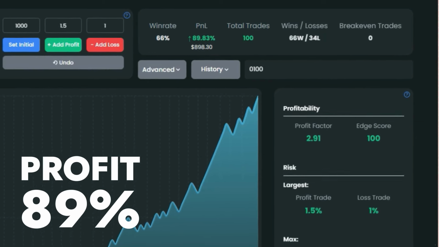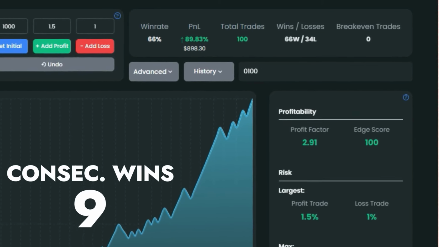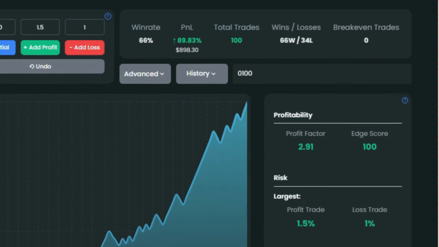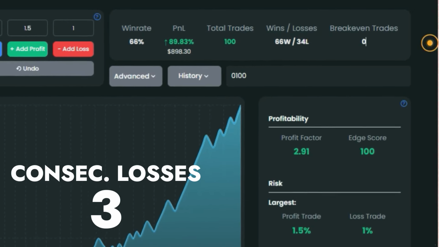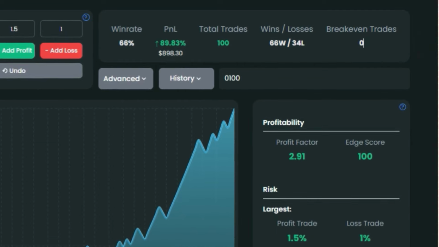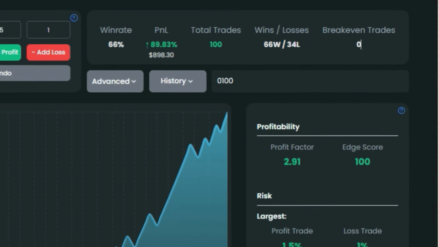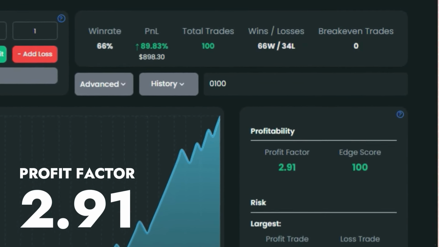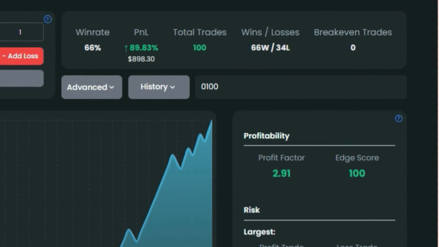The strategy had a pretty solid performance with 9 consecutive winning trades and only 3 consecutive losses. The profit factor, which measures the strategy's profitability, was an outstanding 2.91. Basically, for every dollar we risked, we made almost $3.